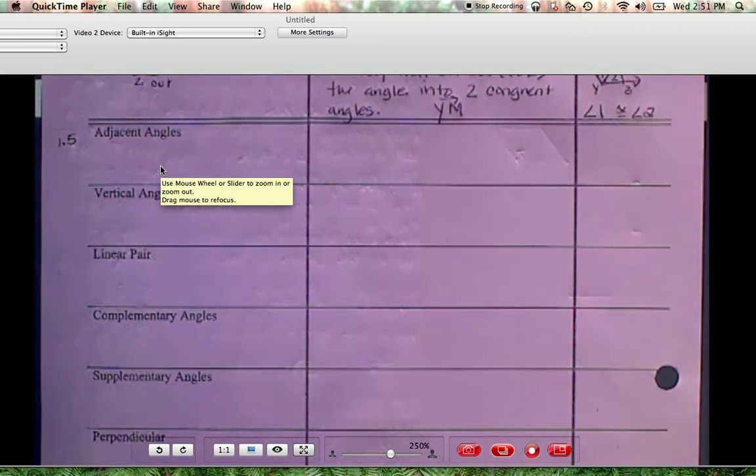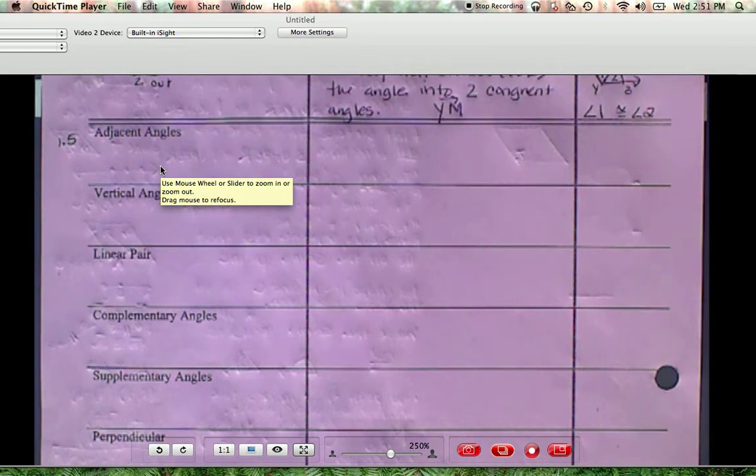Section 1.5 is all about angle pairs. There are several different angles, a couple of which you've already learned, which should be reviewed, and others that are new. The first angle pair is adjacent angles.